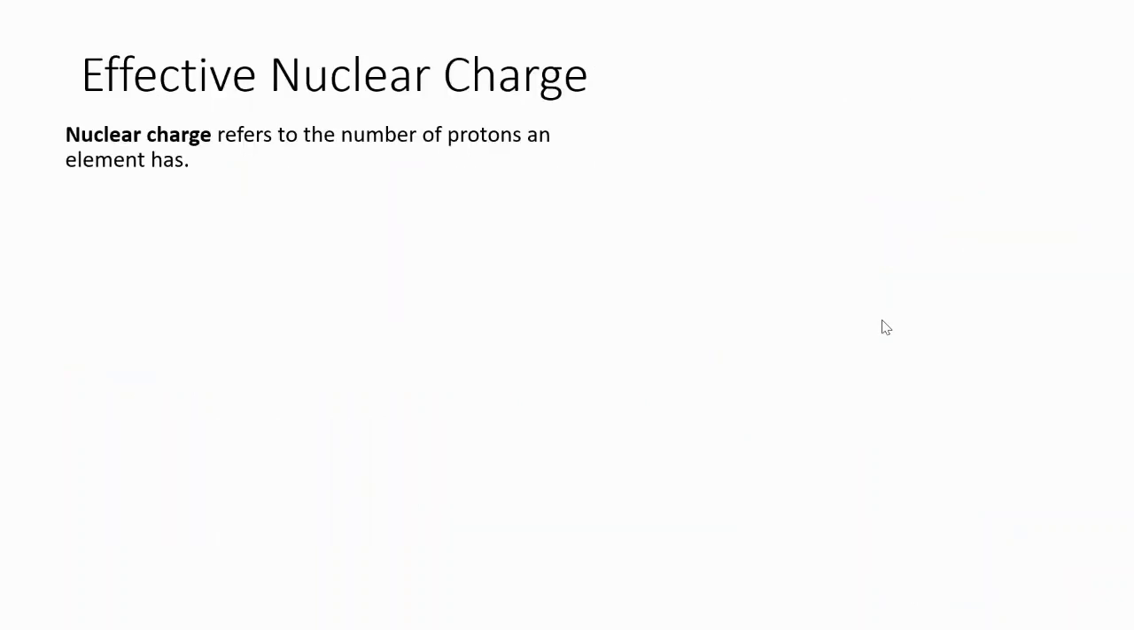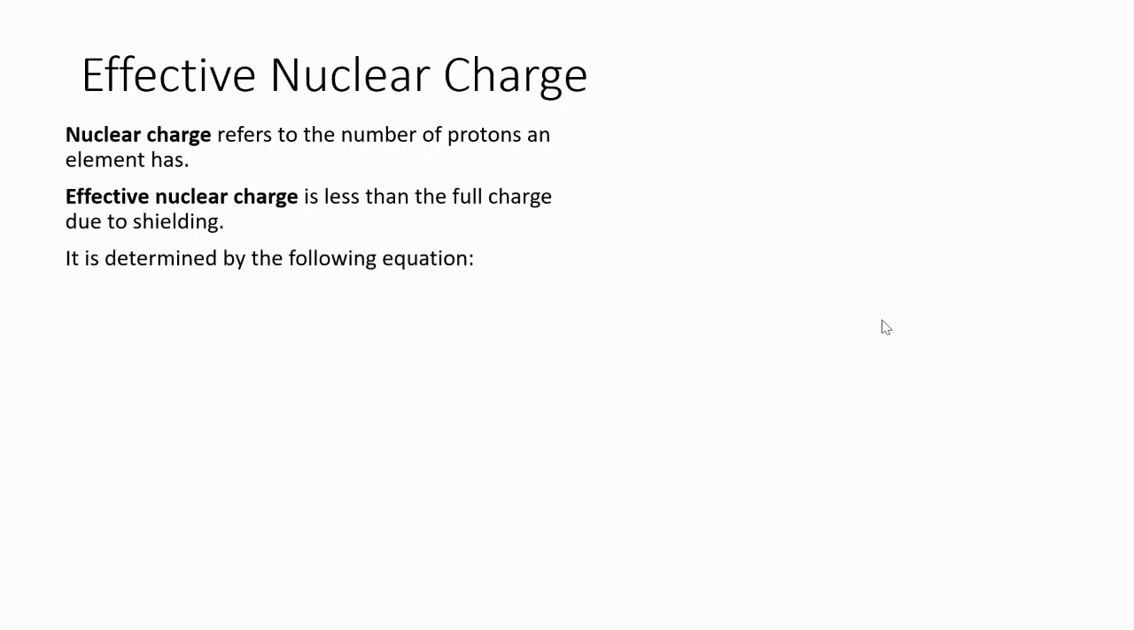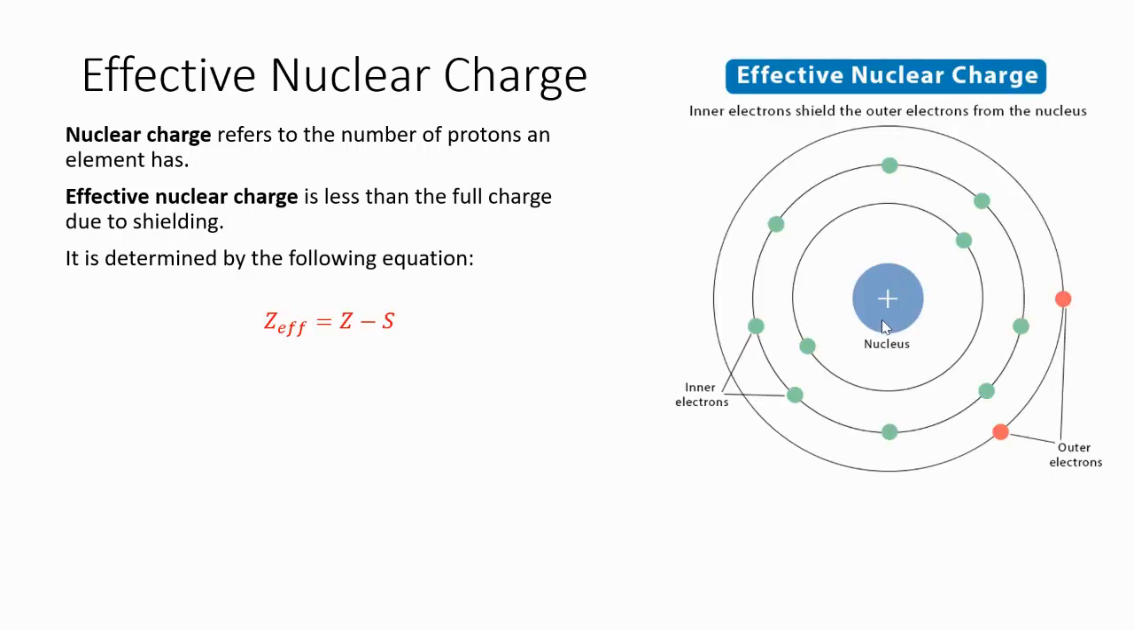So we know that nuclear charge refers to the number of protons an element has. We often refer to an element's effective nuclear charge, which is less than the full charge due to shielding. It is determined by the following equation. You can see in this image that what's involved in the effective nuclear charge are the inner electrons that shield the outer electrons from the nucleus. The outer electrons we're interested in are the valence electrons, and the inner electrons are everything else.